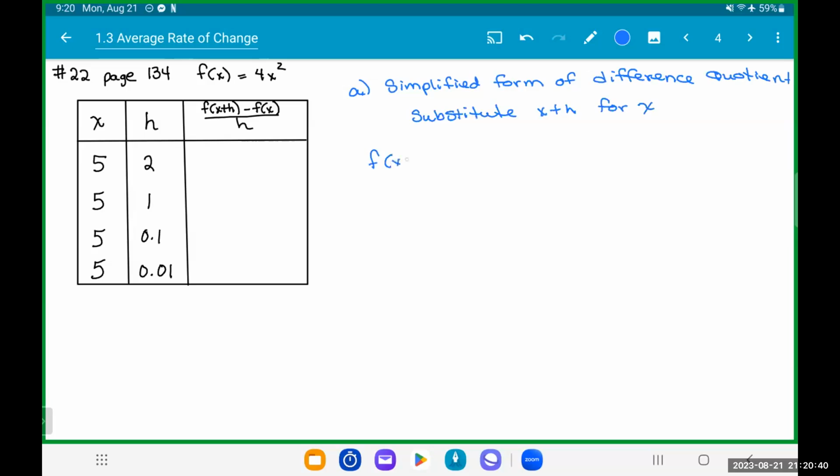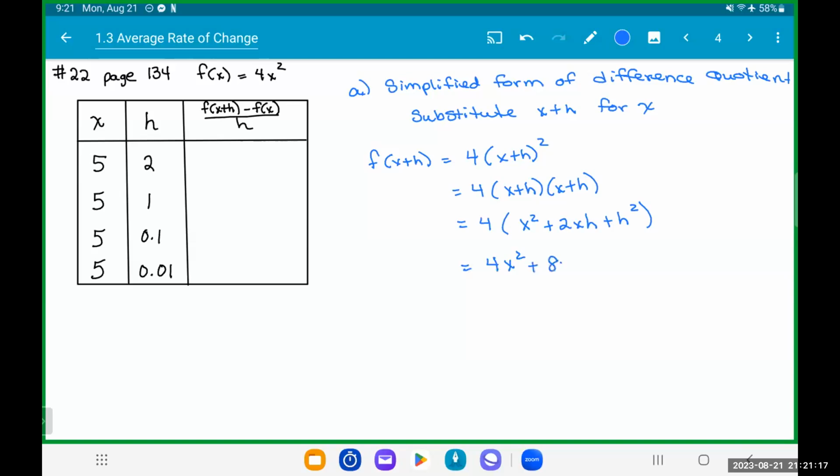Okay, so what is f of x plus h? In this case, our function is 4x squared. So we're replacing the x with x plus h. So that is 4 times x plus h times x plus h, which is 4 times x squared plus 2xh plus h squared, which is, now we distribute the 4, we get 4x squared plus 8xh plus 4h squared. Okay, did everybody see what we were doing there? All I did was plug in x plus h in there and expand it out. Questions?